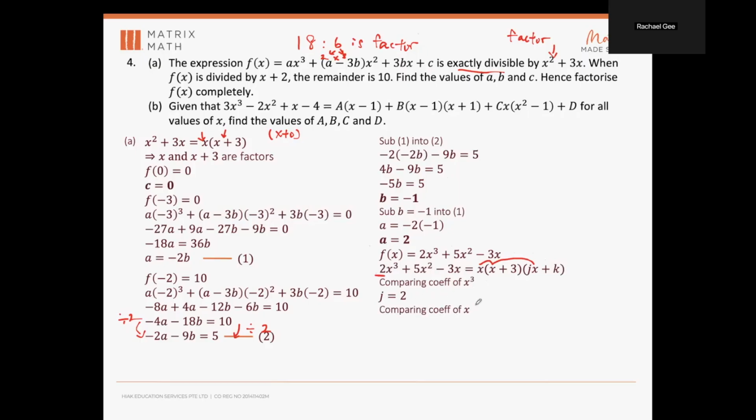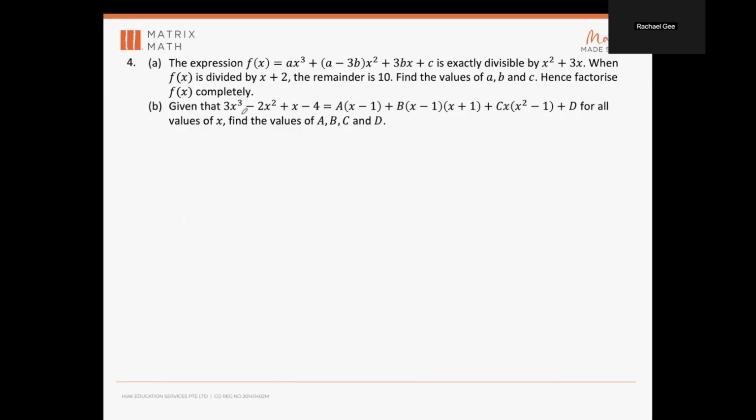Then you compare coefficient of x. To get the coefficient of x, it will be just x times 3 times k. So 3k equals to minus 3 over here. Then k is equals to minus 1. So you put it back into your j and x, you'll get 2x minus 1 over here. So f(x) is equals to this. So this is fully factorized.